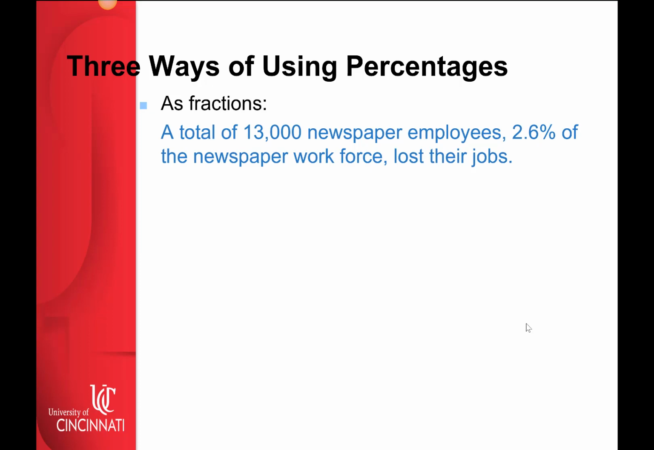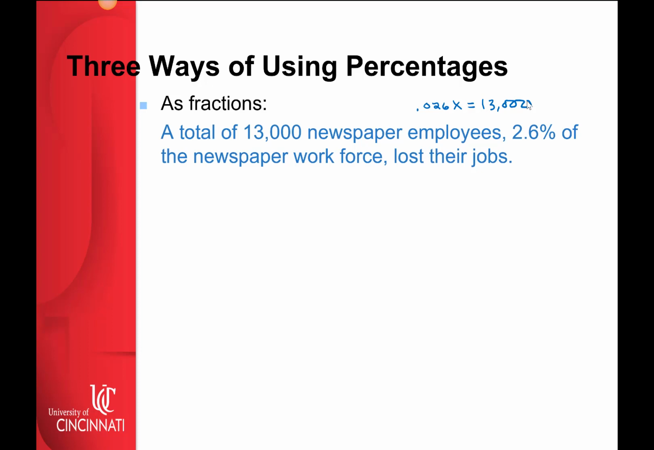Okay, so what's winding up happening is that the number of people in that industry is going down. It says 13,000 employees, 2.6% of the newspaper workforce, lost their job. With that information, could you figure out how many people total there are in the newspaper industry? Well, you could. What you would do is take 2.6% and convert it back to a decimal. We don't know how many people total there are. X is going to be the total people, and 2.6% of X equals 13,000.